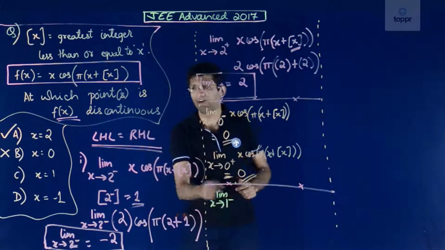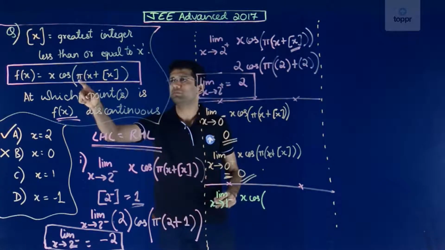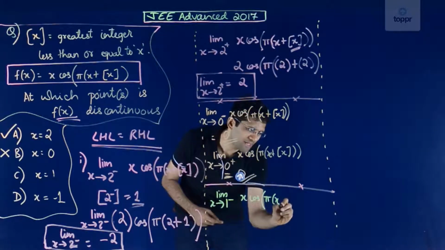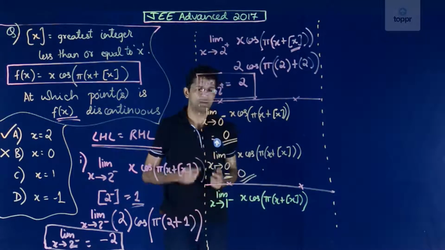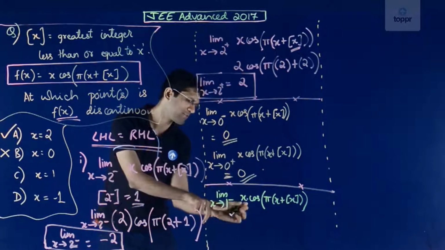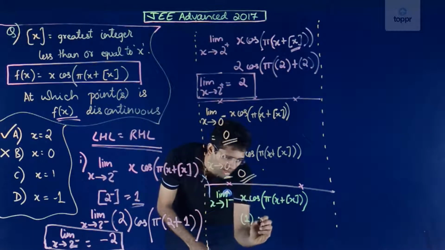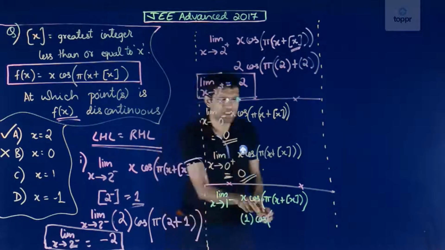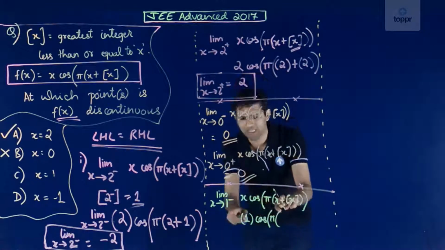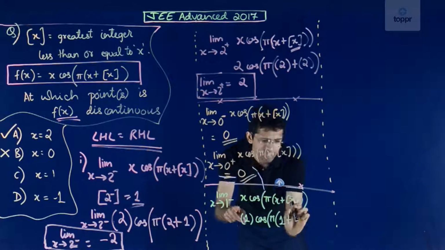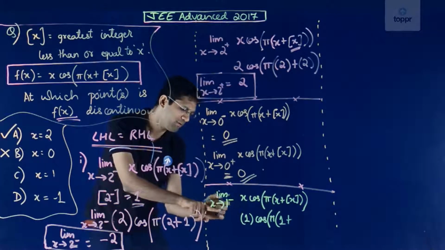Now here the function is again unchanged, that is x into cosine of pi into x plus GIF of x, that is greatest integer function of x. And now here we will substitute the value of x as 1 in this case. So this x will be replaced by 1. Note that the cosine function will be preserved, this pi will be retained, this x which is not under the GIF bracket will be replaced by 1, and this x which is under the GIF bracket will be replaced by 0 because x is tending to 1 minus.